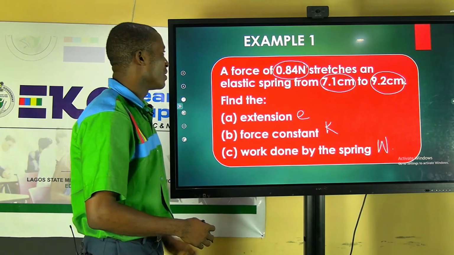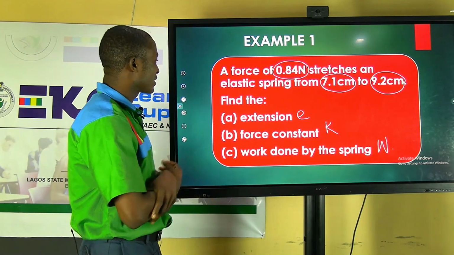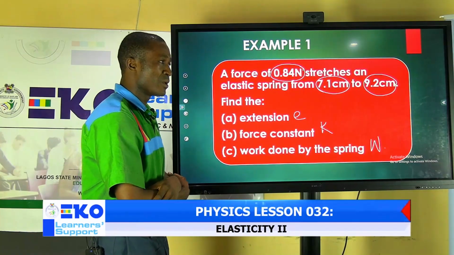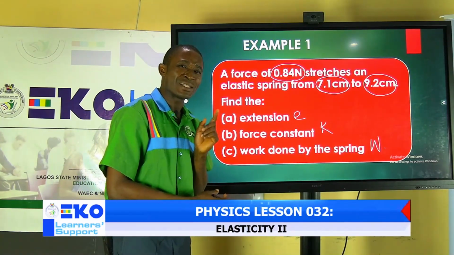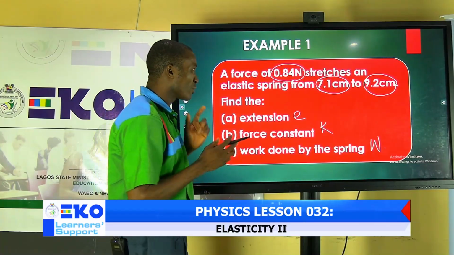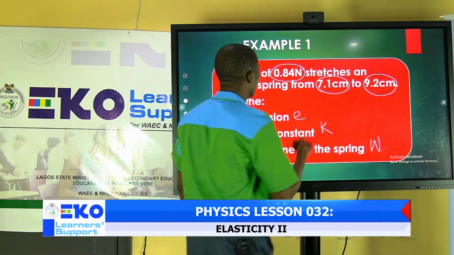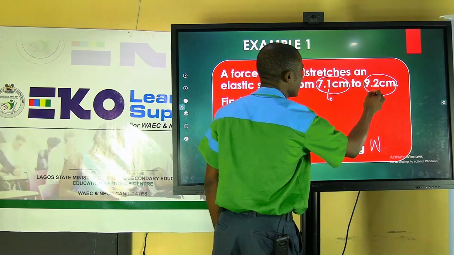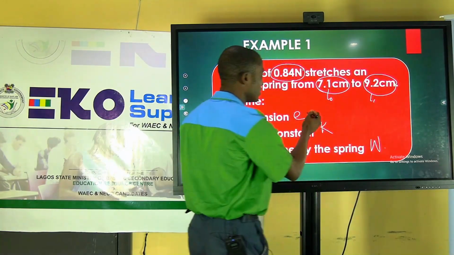Take note, before we solve at all, let's look at it now. The first part says find extension. When you hear the word extension, it means there's an existing length and there's a new length, so you are going to compare the two. Let's spot out the existing length. This is the existing original length, and this is the new length. The difference between them will give us extension.